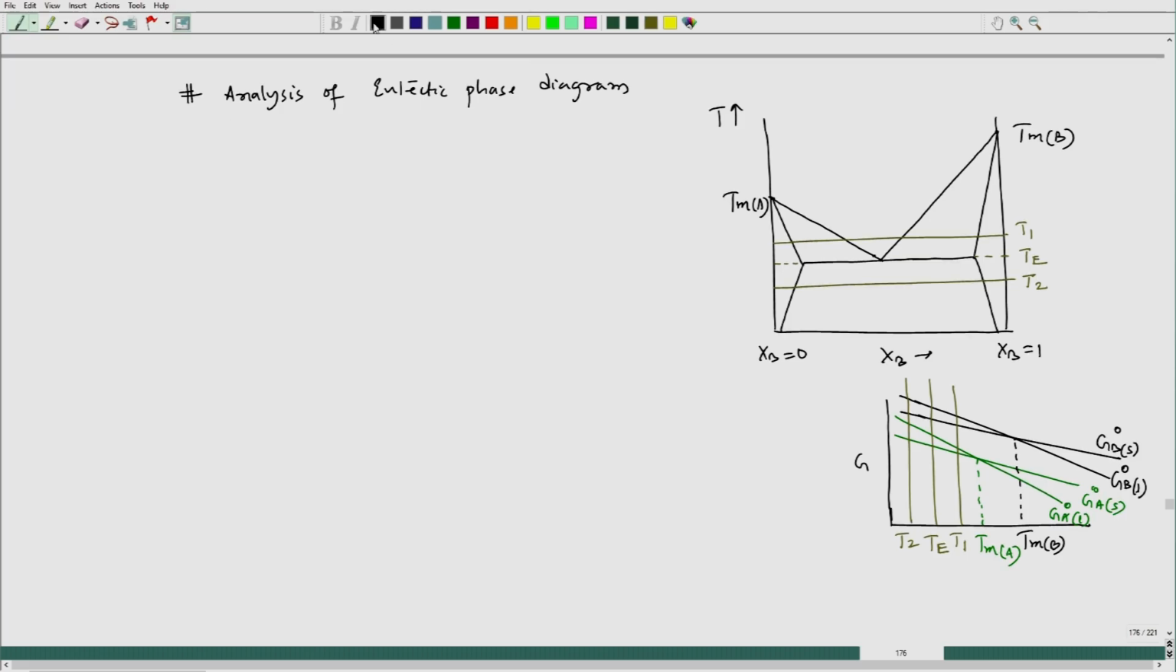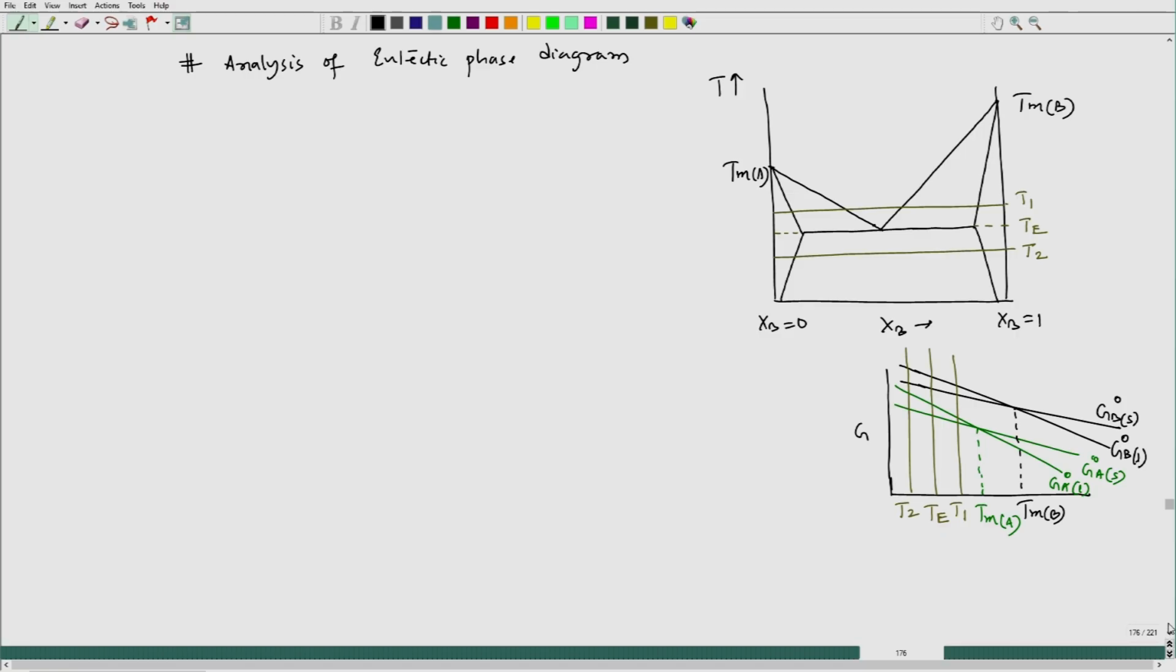Now, first let me draw it at T1. Please follow it up. It is considered that for the most stable phase, that particular pure metal's free energy is taken as 0. Now, corresponding to T1, the liquid line is here, the liquid free energy of pure B is here.